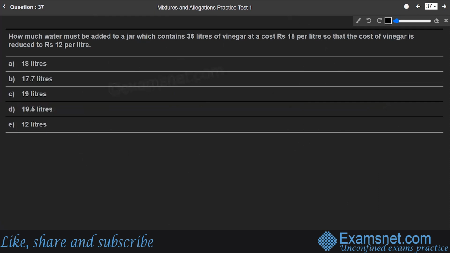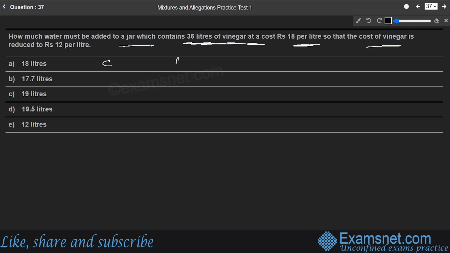Next, how much water must be added to a jar which contains 36 liters of vinegar at a cost of rupees 18 per liter, so that the cost of vinegar is reduced to 12 rupees per liter? This is the question. Now, what is the situation? 36 liters of vinegar is there, and water is to be added to this 36 liters of vinegar. Water is available free, and it has to be added.